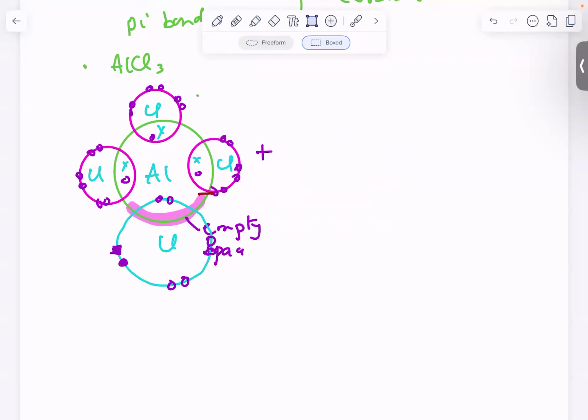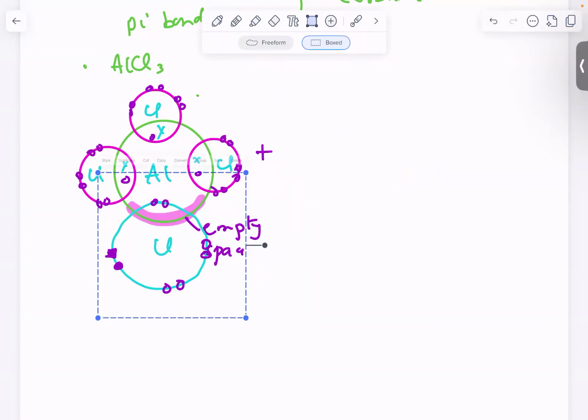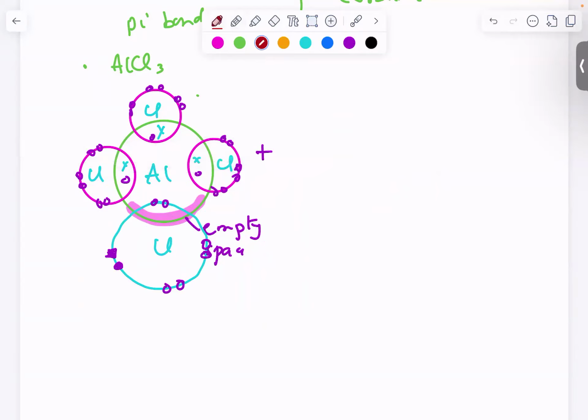The chloride ion has given its lone pair to aluminium, and it's a dative bond. So now we have Al, Cl, Cl, Cl, and the head of the arrow should be towards aluminium because it is accepting the electron pair, and this is negative. So this is called AlCl4 negative. Are you getting my point?